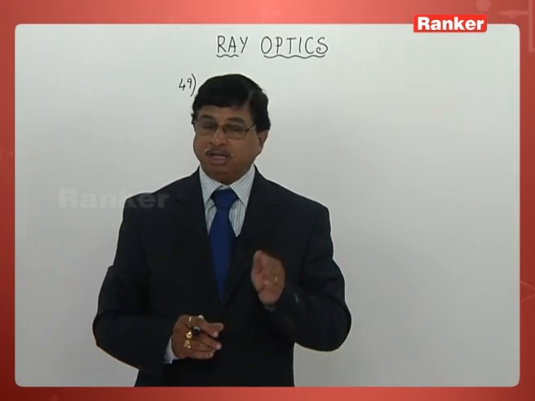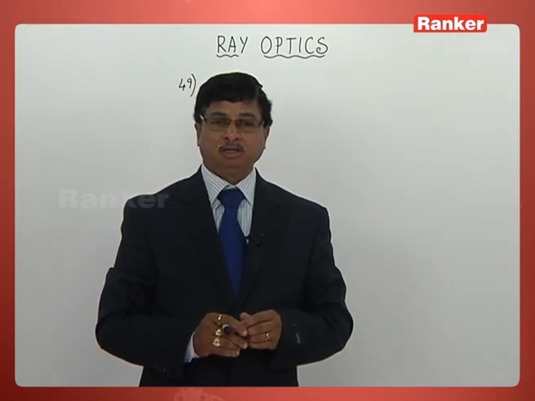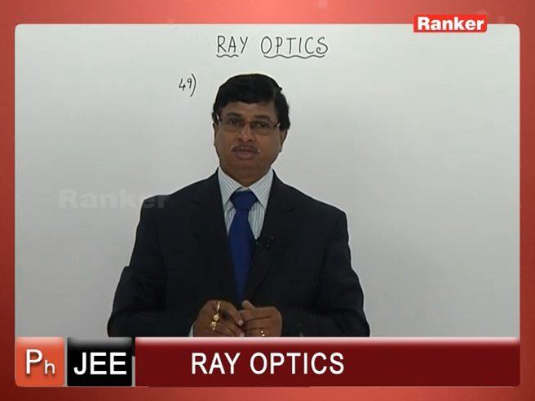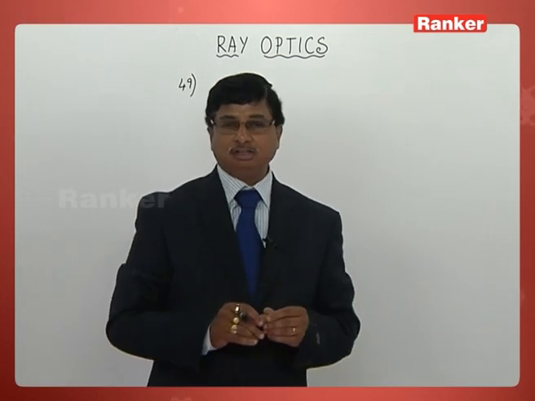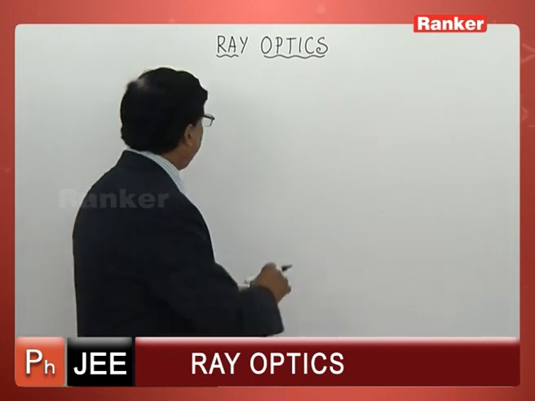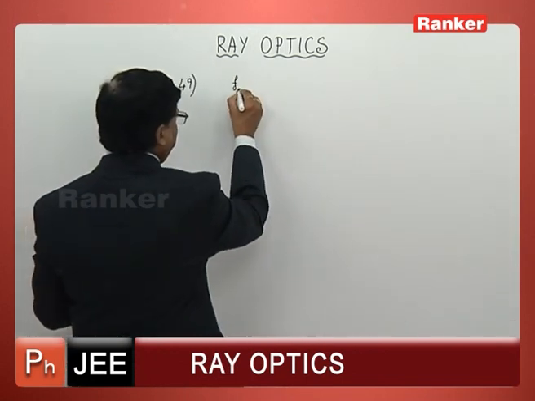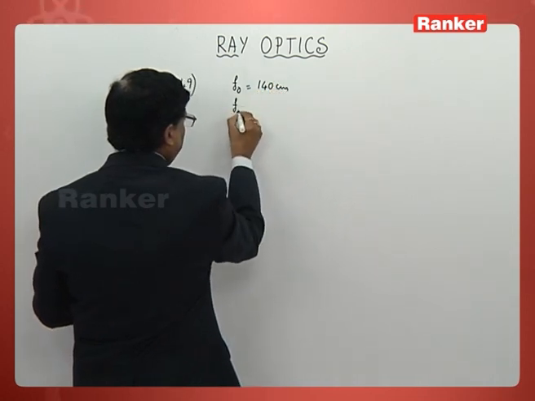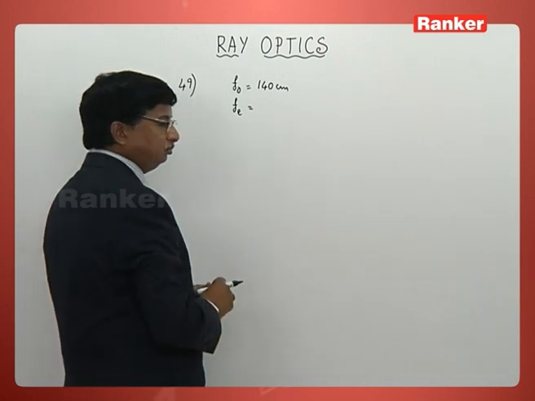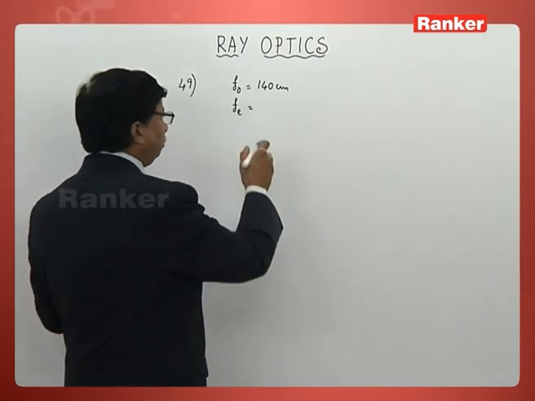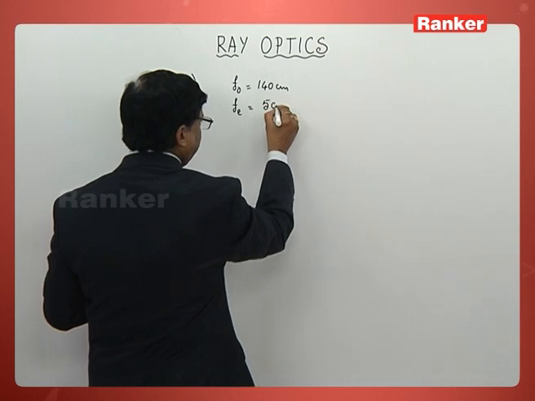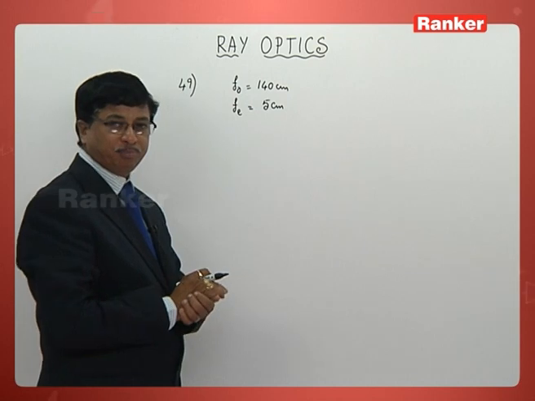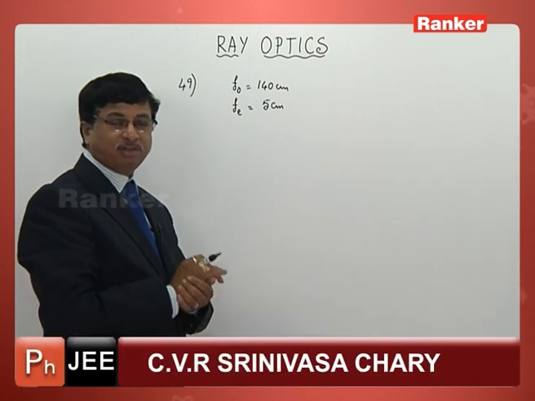The height of the image of the tower formed by the objective. That is the concept. So what exactly you should understand in this case is, the focal length of the objective is given, it's 140 centimeter. The focal length of the eyepiece is also given. That value is provided to us as 5 centimeter. These two are the values he has mentioned first. Fine. What next has he given?